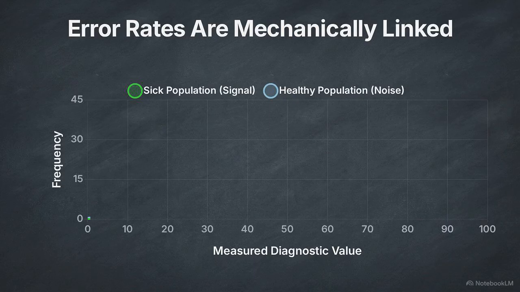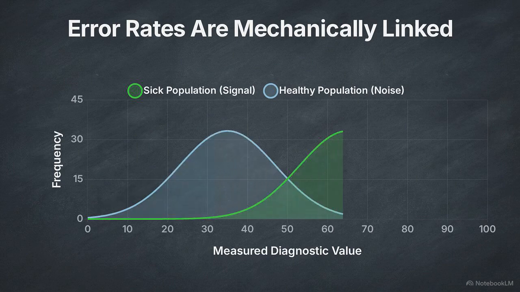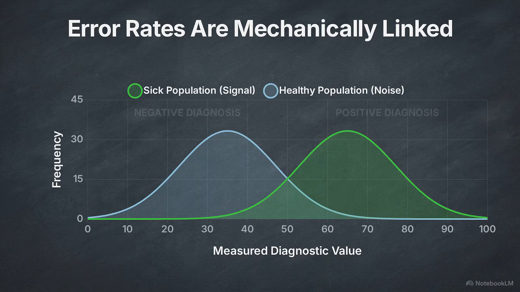In reality, biological markers, radar signatures, and protein concentrations are continuous variables. The data generated by healthy people and sick people will always form 2 distinct bell curves that overlap. Because the test needs a definitive yes or no answer, engineers draw an arbitrary threshold somewhere along this axis. This line is the decision criterion. Anything to the right triggers a positive diagnosis. Anything to the left is negative.